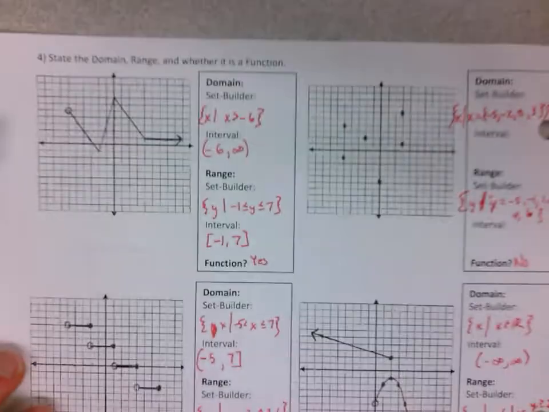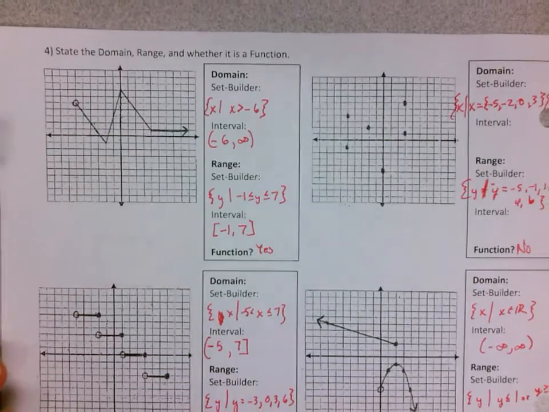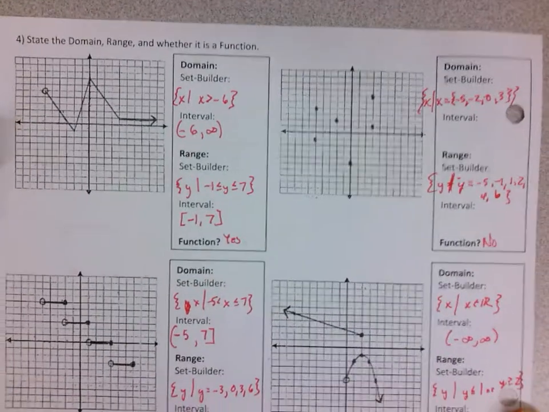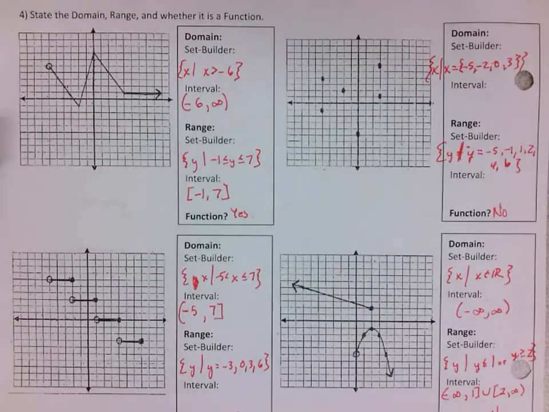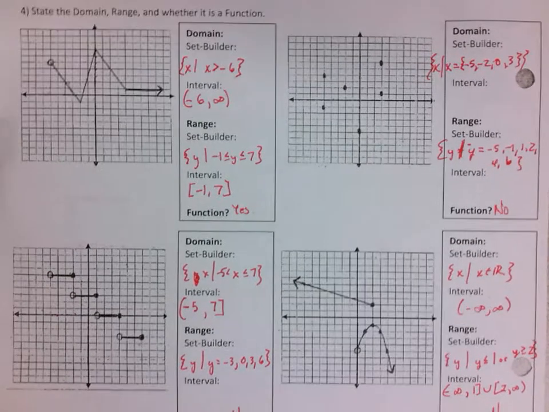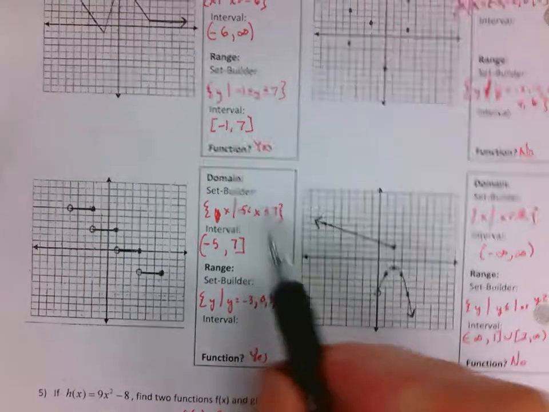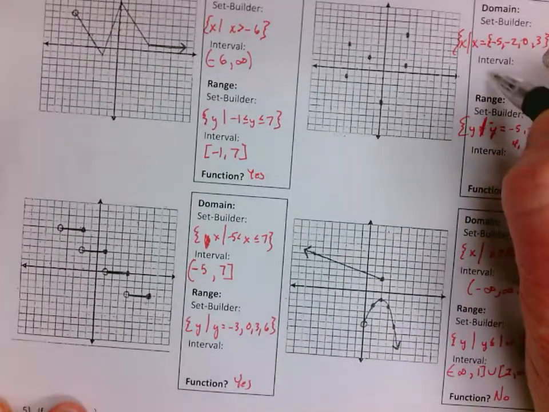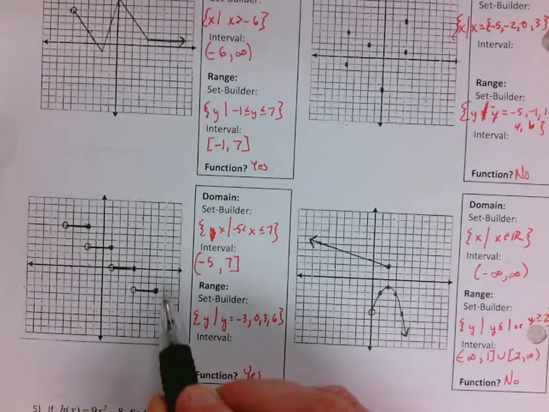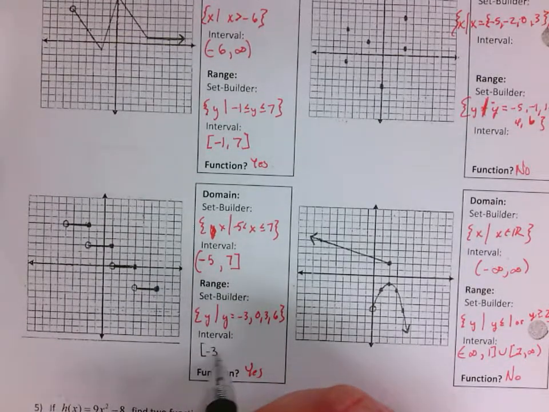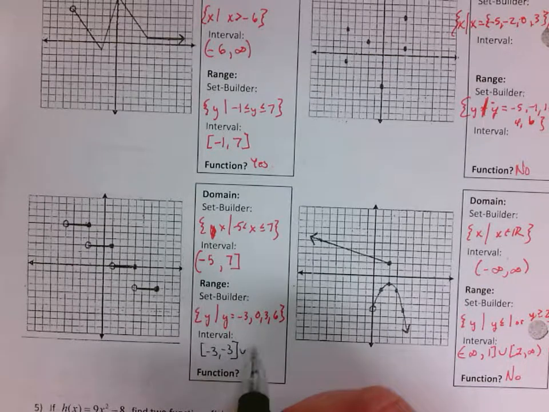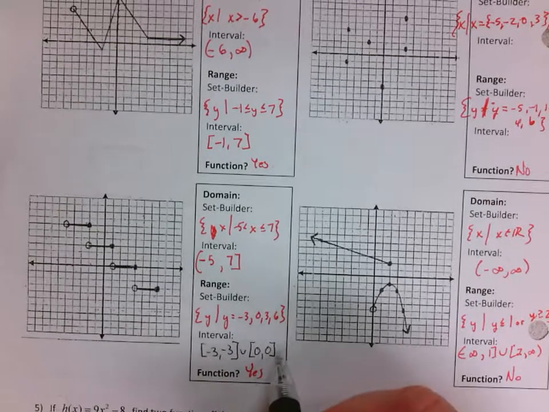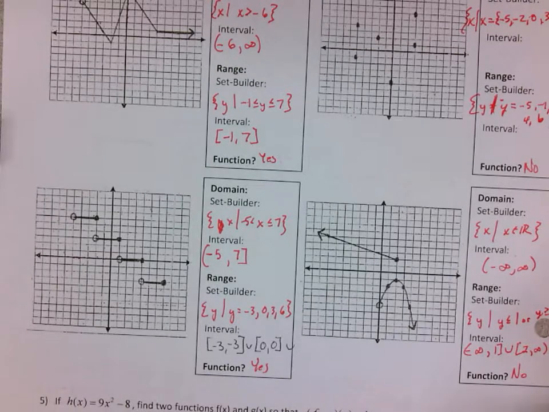On the back, we went through several of these in class, but if you want to check your answers here, you can pause the video. Remember, I did not have you write all the individual points when we have those values there, but for the interval notation here, it's negative 3 to negative 3, union 0 to 0, union. It's a giant pain, but that's how you do it if you need to.